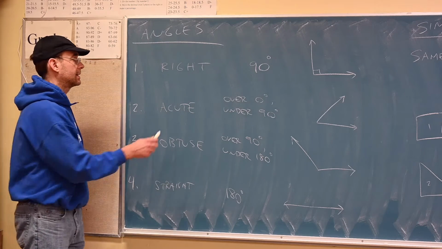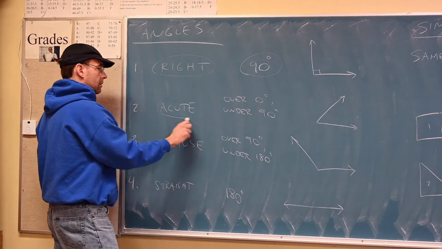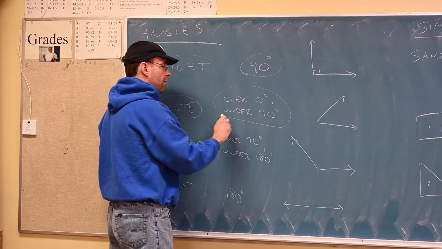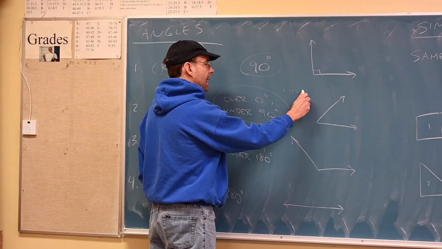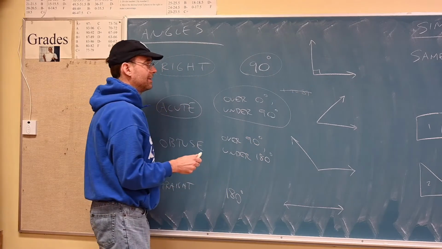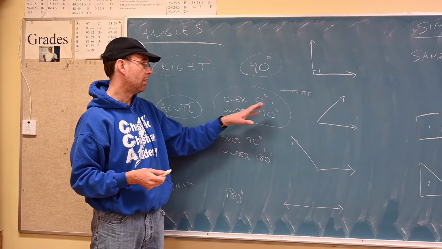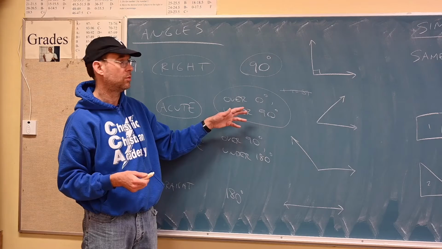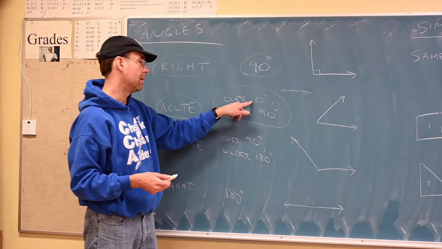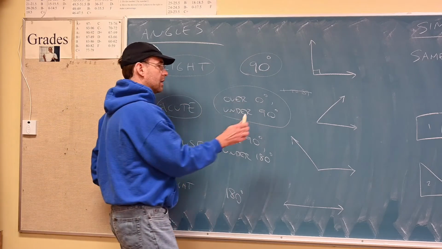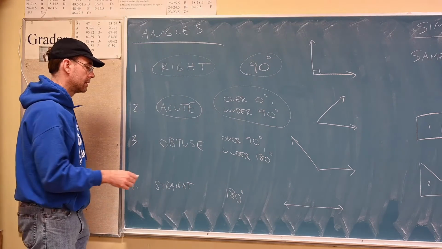So the quiz we'll do next time, I'll say name and define. So you'd say right, 90. Acute, over 0, under 90. Don't say that it goes from 1 to 89. That's wrong. It's close to right, but like 89.5 is still an acute angle. Angles can do decimals or fractions. You know, if we had a 0.2, that's not between 1 and 89, but it is over 0 and under 90. So whole numbers are not the only way to measure angles. We could do decimals or fractions.